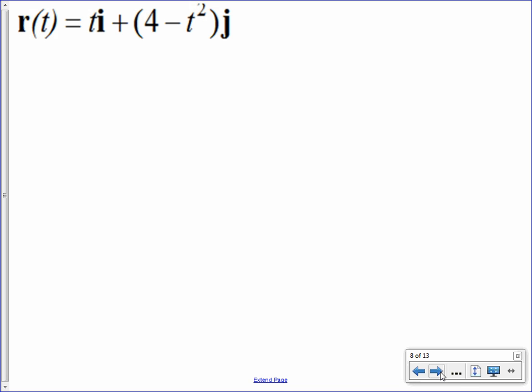What is the domain of r of t? All real numbers. Where is it continuous? Everywhere. Okay. What is the derivative? i minus 2t j.